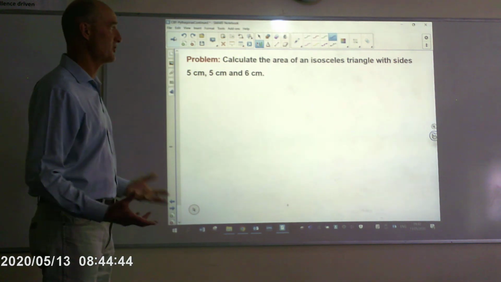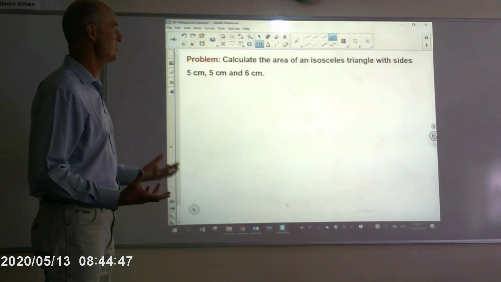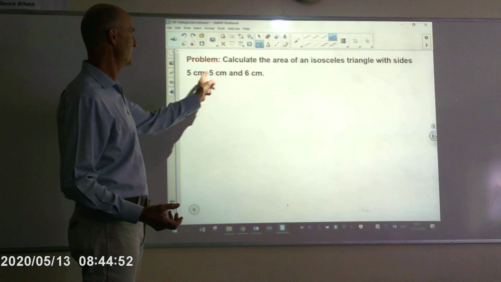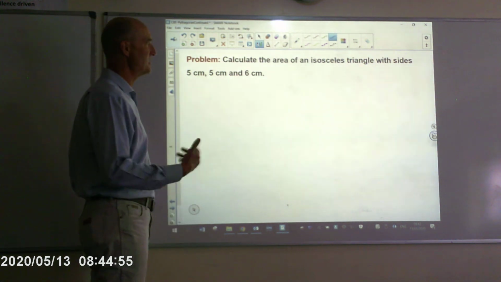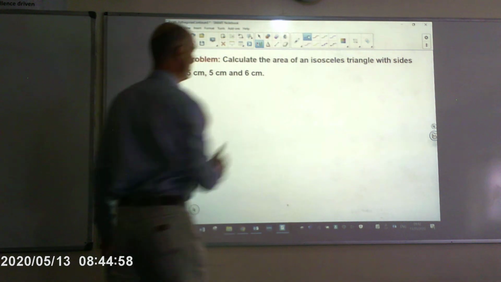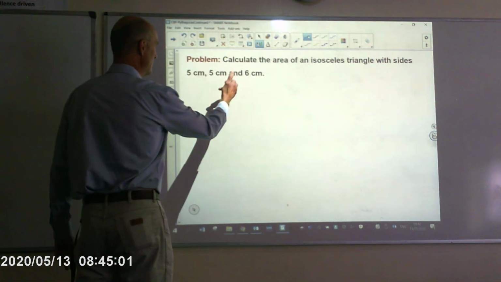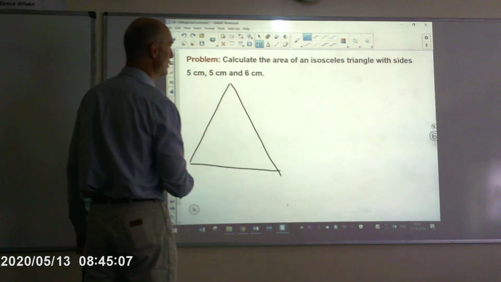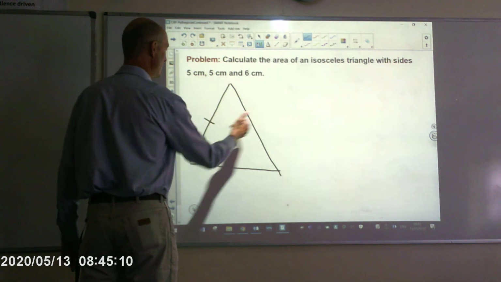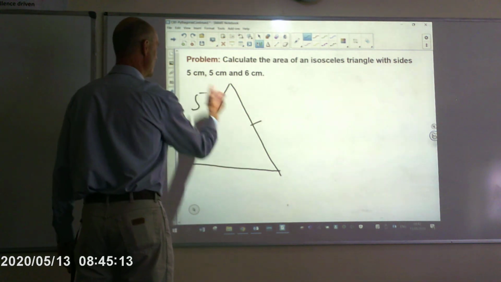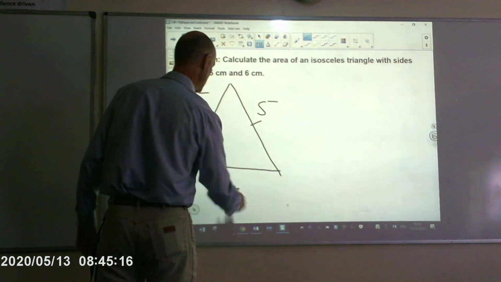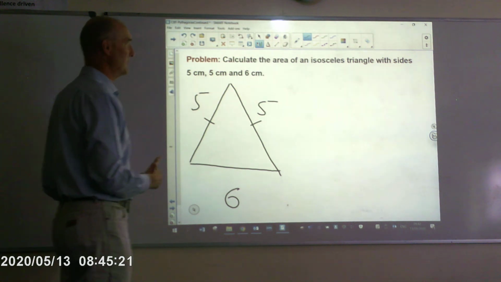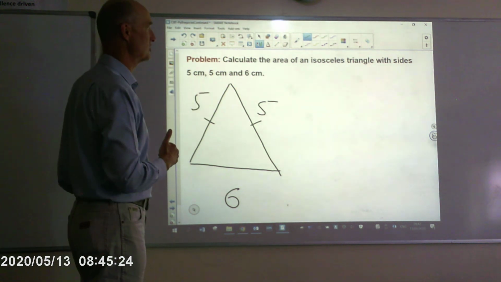Calculate, and this is a worded question, so this is the ones you want to try and get used to doing because this is what's going to turn up in an exam. Calculate the area of an isosceles triangle with sides 5 centimetres, 5 centimetres and 6 centimetres. Now we did an example like this in the starter, so it's just to reiterate that to you.